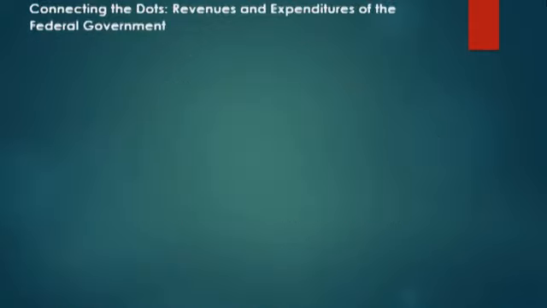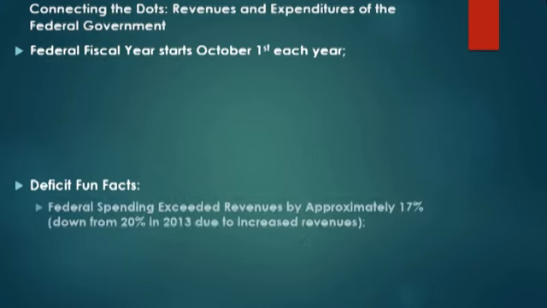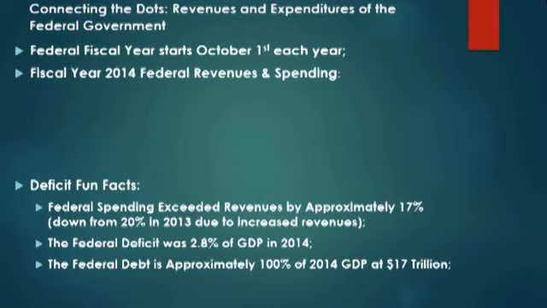So now let's connect the dots between revenues and expenditures of the federal government. So we've talked a lot about the tax side now from a policy perspective. And I think it's helpful to also consider the revenue side, the expense side on the federal government's balance sheet or income statement at least. And so the idea is we're going to look at some numbers, and just to give some context on those, the federal fiscal year starts October 1st each year. And we have some deficit fun facts down here.